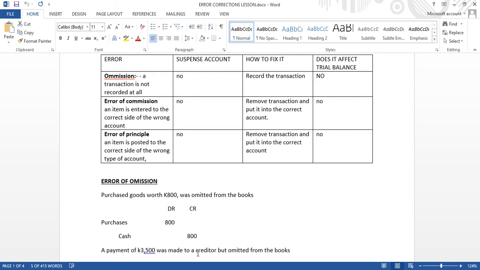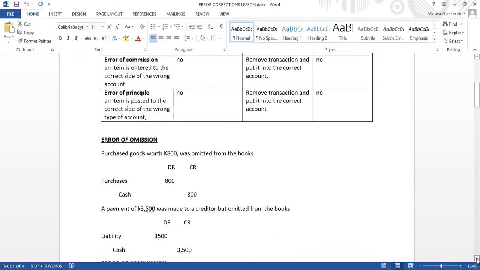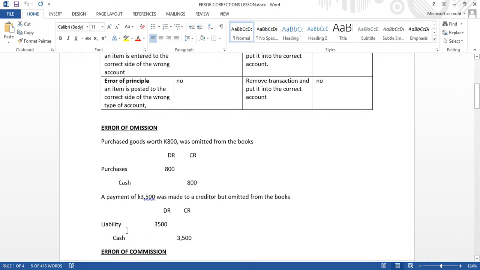We debit. Yes, we debit. And cash is an asset, since we are paying, so we're reducing the asset. What happens when we reduce an asset? We credit. Yes, we credit. So we are going to debit our payable, or our liability, the creditor, 3,500, and we credit cash.